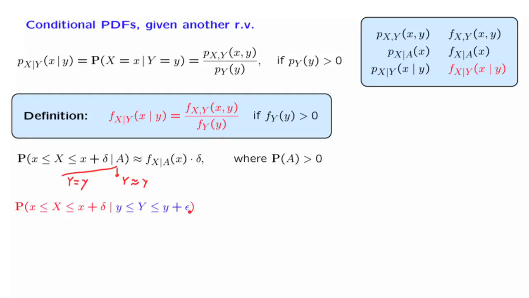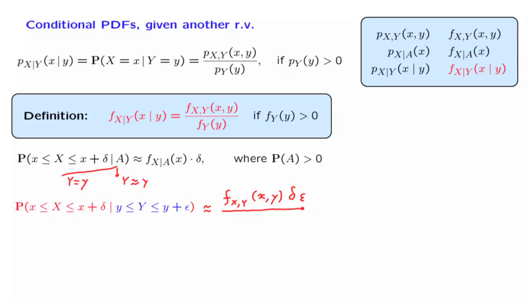divided by the probability of the conditioning event. What is the probability of both events happening? This is a probability of a small rectangle in XY space. At that rectangle, the joint PDF has a certain value, and because we're integrating over that rectangle and that rectangle has dimensions delta and epsilon, that probability of that small rectangle is approximately equal to this.